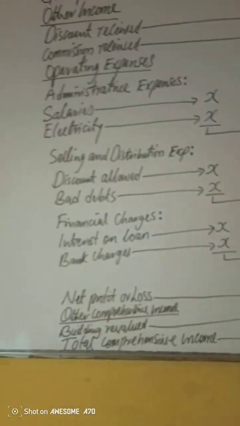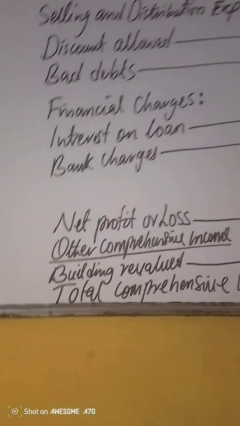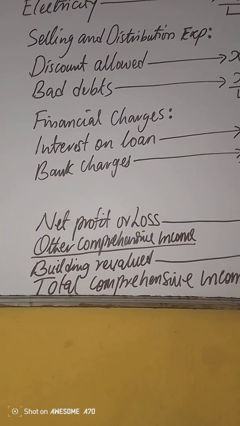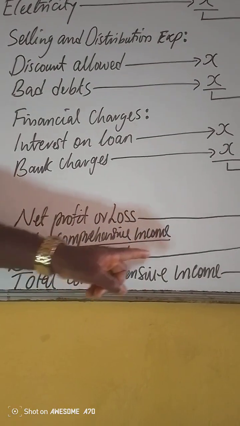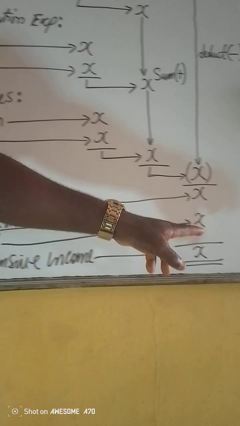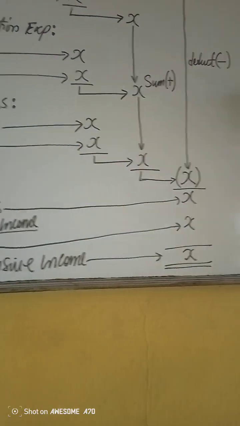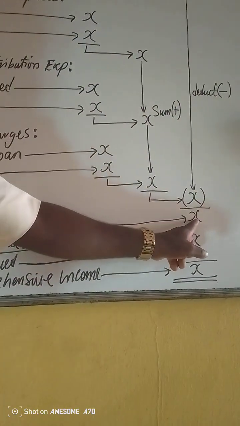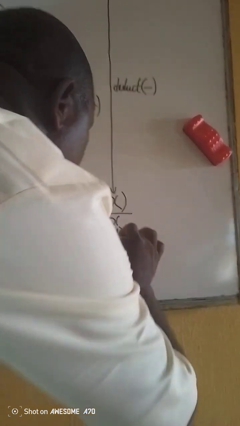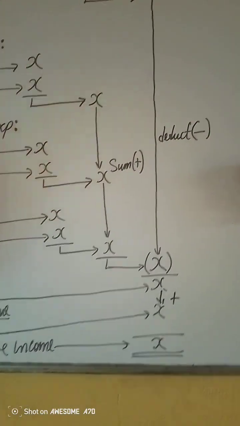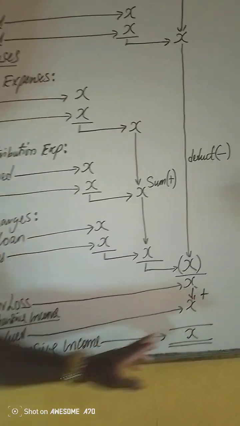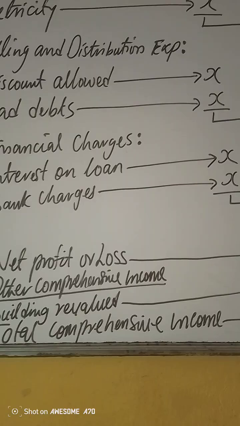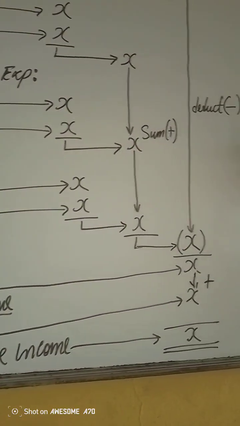But if there is other comprehensive income, you have to create another heading called other comprehensive income. The other comprehensive income might be, for example, that the building of the business was revalued, and the revaluation surplus was this amount. So if you take the building revaluation, which was the surplus, add it to net profit, the addition of this and this gives you what is called total comprehensive income. And this is the total comprehensive income. You now close it up, then that becomes the end of the profit or loss and other comprehensive income.